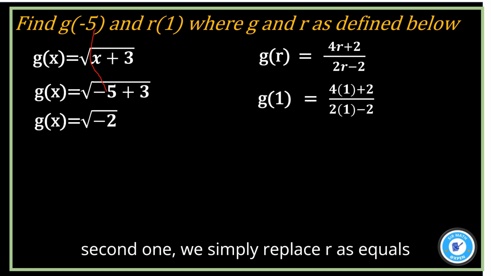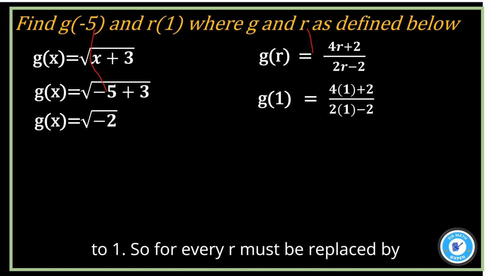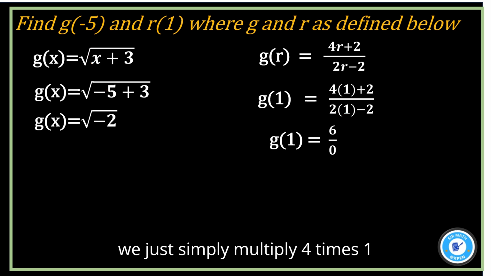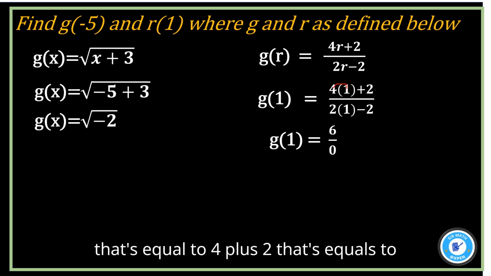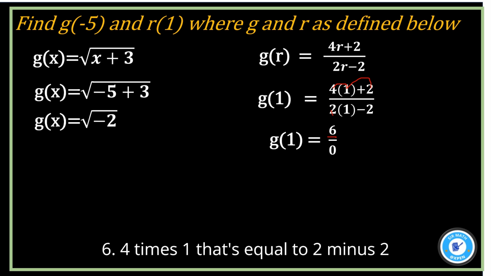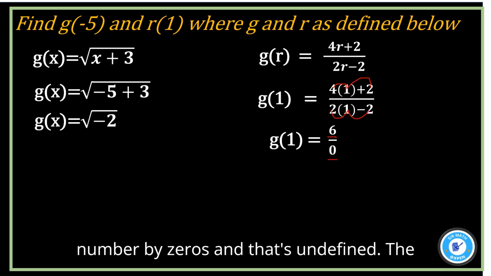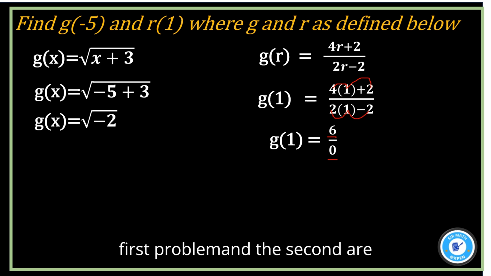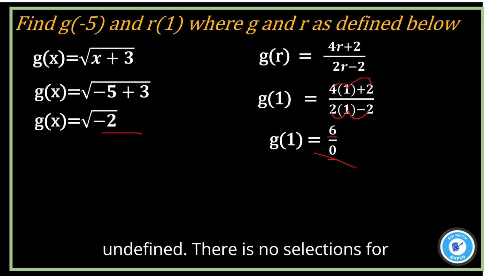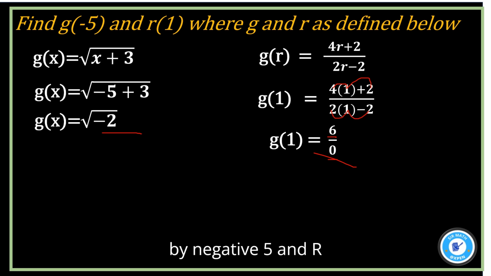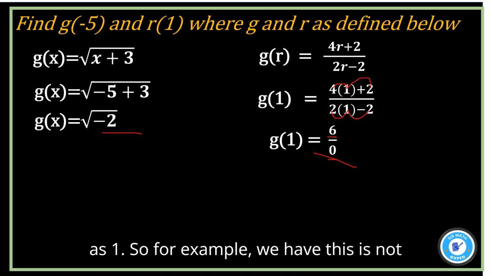For the second one, we simply replace r as equals to 1. So for every r must be replaced by 1. Then simplify. To solve for that, we simply multiply 4 times 1, that's equals to 4, plus 2, that's equals to 6. 2 times 1, that's equals to 2, minus 2, that's equals to 0. We cannot divide any number by zero, and that's undefined. The first problem and the second are undefined. There is no solution for that. Thus, we cannot find their domain by negative 5 and r as 1.